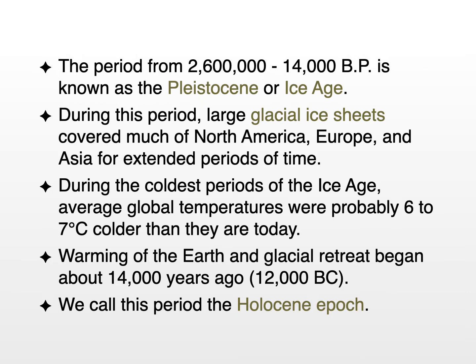And remember, during this Pleistocene Ice Age, it wasn't just constant cold. It was warm periods and then cold periods. And the cold periods tend to last 8 to 10 times longer than the warm periods. During the coldest periods of the Ice Age, average global temperatures were probably 6 to 7 degrees Celsius colder than they are today. So that's an estimate.